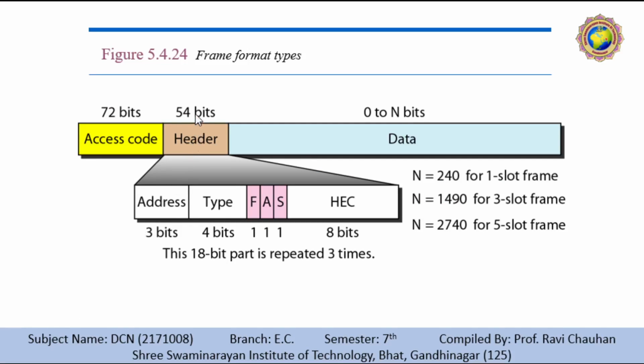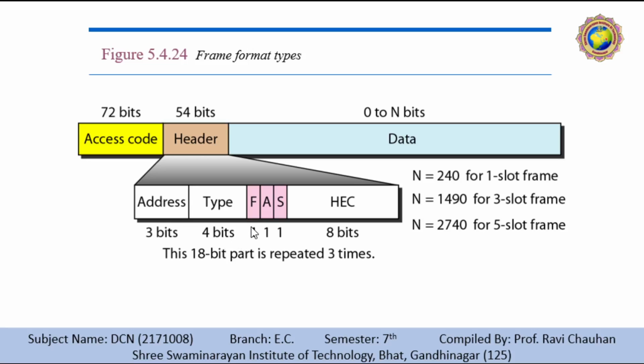Header. This 54 bits field is a repeated 18-bit pattern. Each pattern has the following subfields: address, type, FAS, HEC. First is address. A 3-bit address subfield can define up to 7 secondaries, 1 to 7. If the address is 0, it is used for a broadcast communication from the primary to all secondaries. Type. A 4-bit subfield defines the type of the data coming from the upper layer.